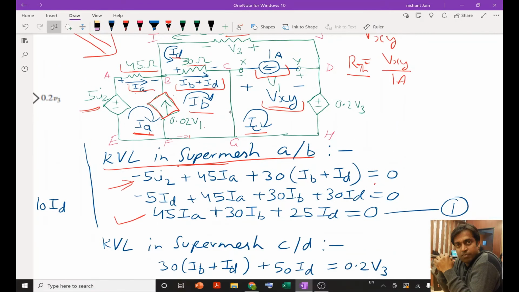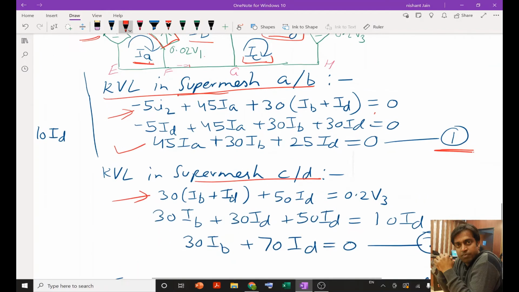After that I am going to write an equation for a super mesh C and D. Why is it a super mesh? Because if we see this particular C and D loop, you can see that there is a current source in between, and due to this current source we cannot write a KVL, so we form a super mesh of C and D. And then once we form a super mesh, we can write a KVL equation. Writing the KVL equation, we will get this thing.